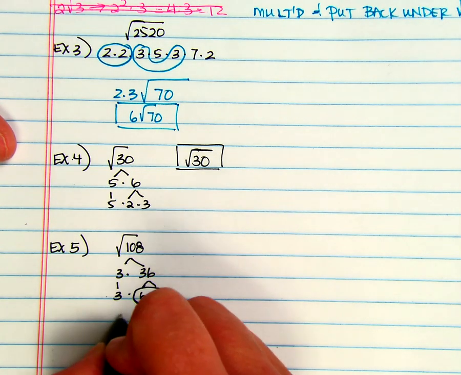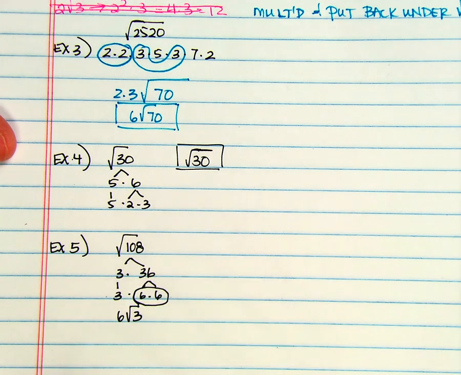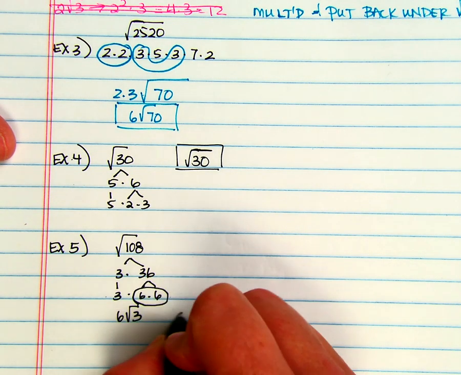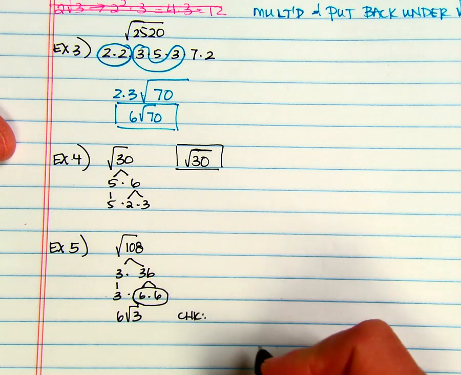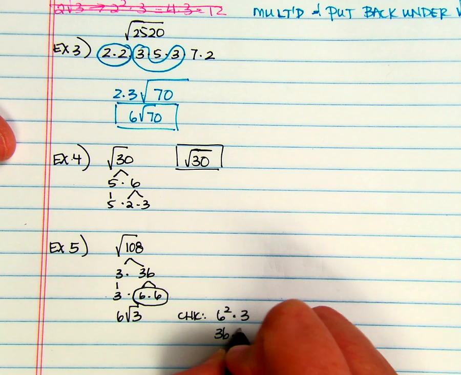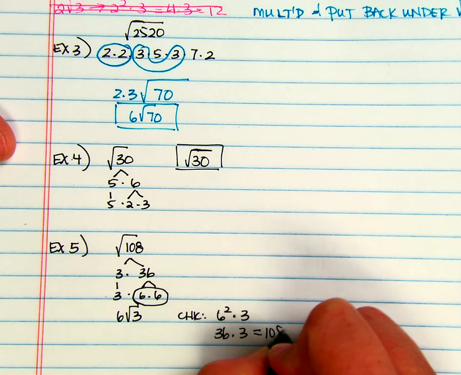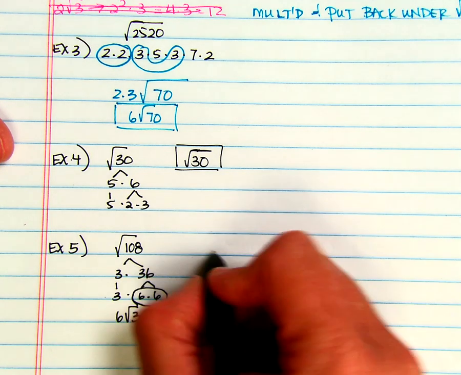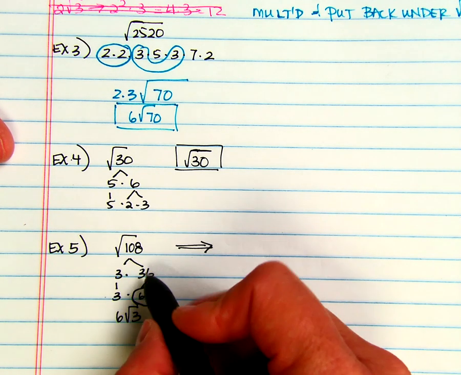So I end up with 6 radical 3. I'm going to check that. So if I square it, so this is my check. I have 6 squared times 3 gives me 36 times 3, and that does give me 108, which is what I started with.